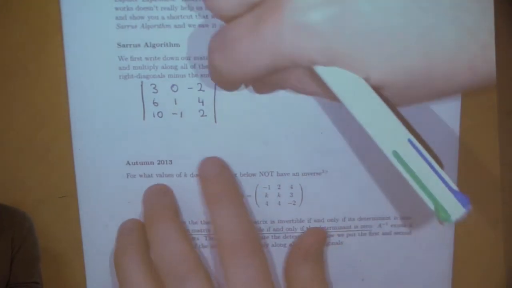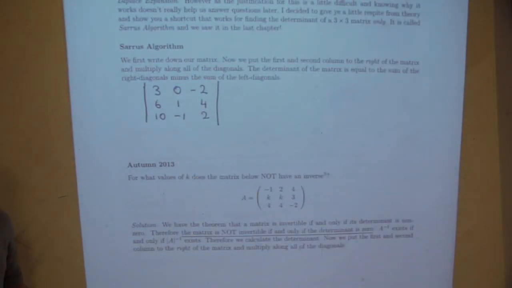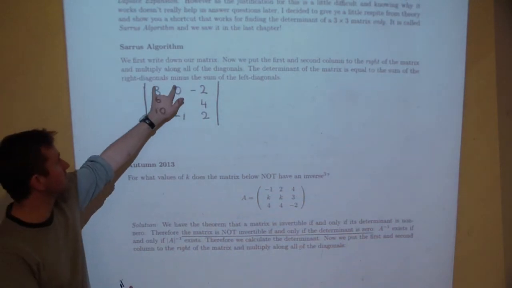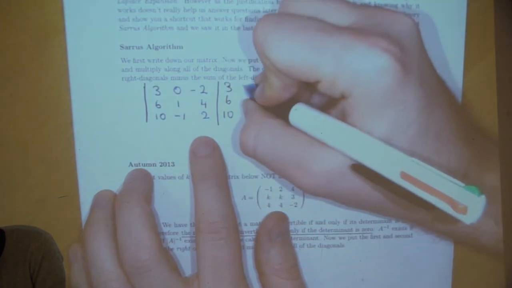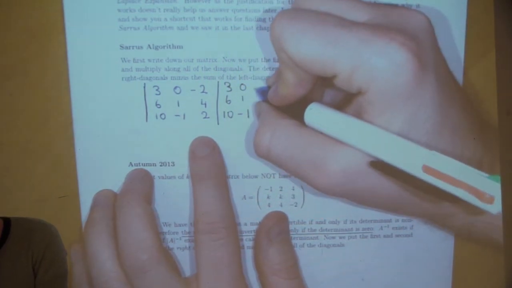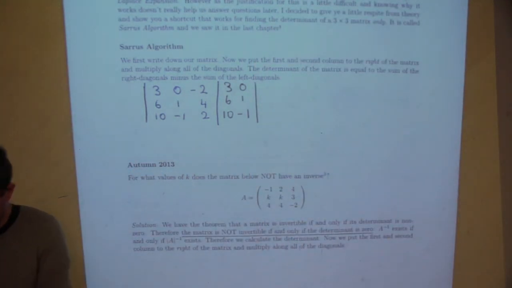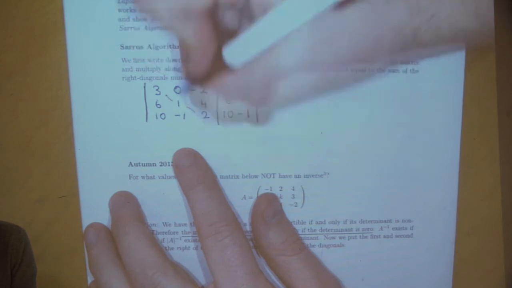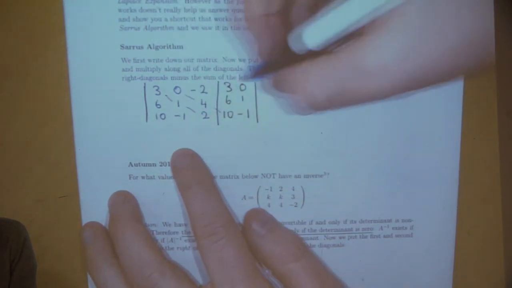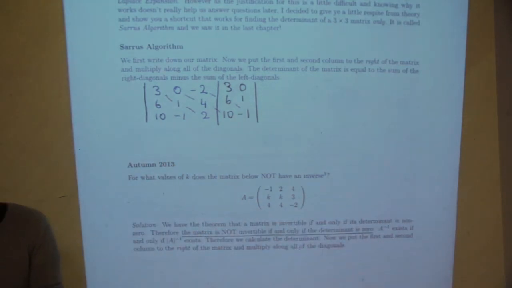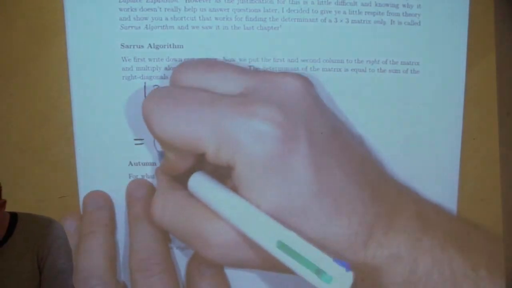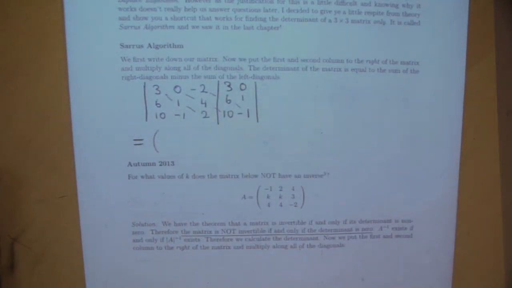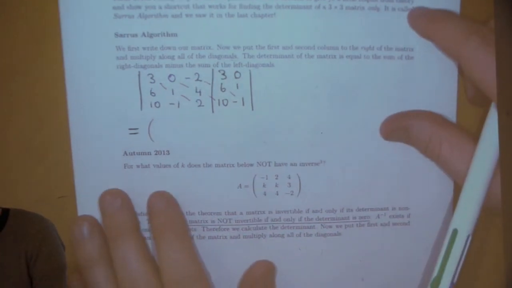So we've seen this before. Now there's no IJKs here, but it's the same kind of trick. You write the first 2 columns again, and then you do right down diagonals minus left down diagonals. So 3 by 1 by 2, 0 by 4 by 10, minus 2 by 6 by minus 1. To show that, again, this is the right formula, you can actually use vectors to do that, but just take my word for it, I suppose.